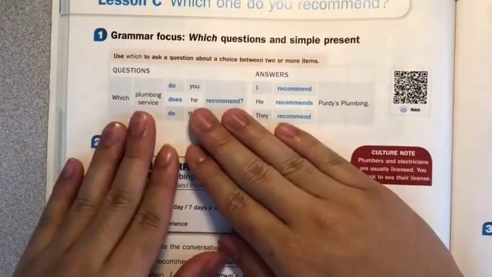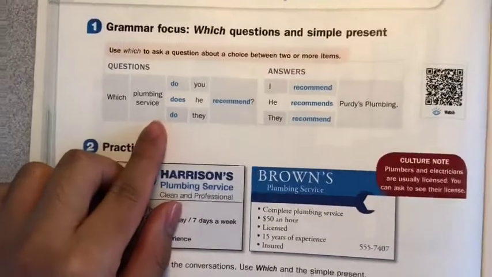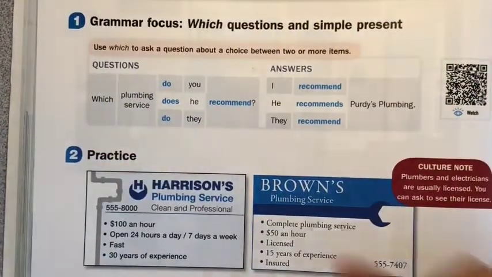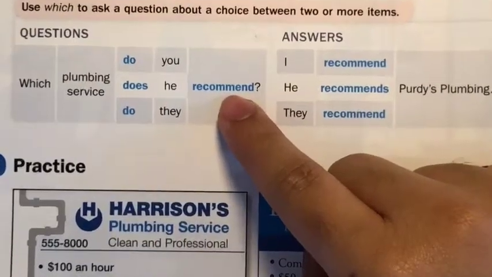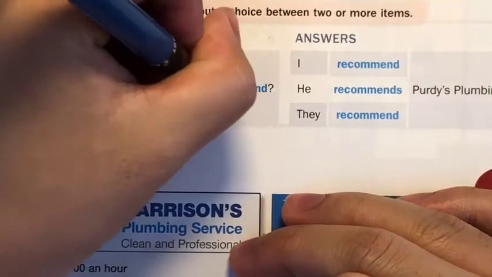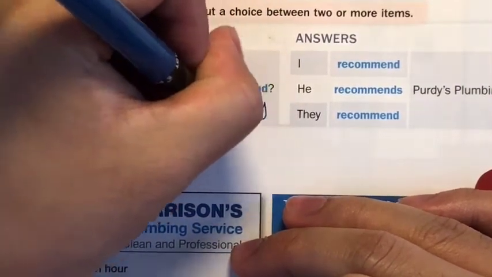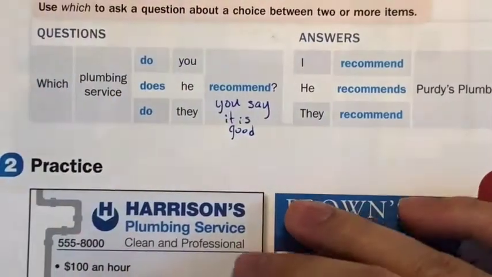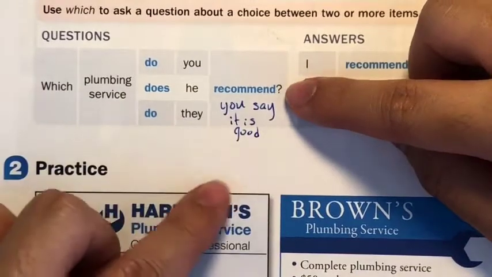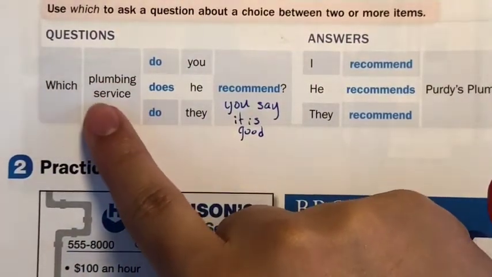So the example here is, which plumbing service do you recommend? Okay, so if you remember, the word recommend means you say it's good. So which plumbing service do you say is good? Which one do you think is good? A plumbing service. What is a plumbing service?